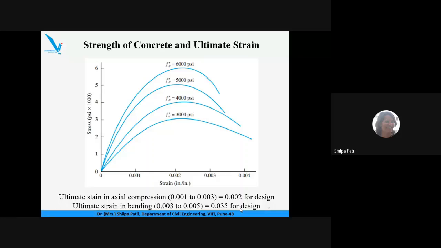So this is about the strength of the concrete. I should stop now because there are certain other parameters, but I want to discuss all these in detail because this is the basic which you need to understand thoroughly, and then only you will be able to remember all these terms. This value 0.002 should be completely fit in your brain because this is a basic number which we use for the design.